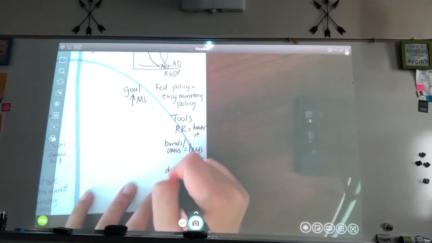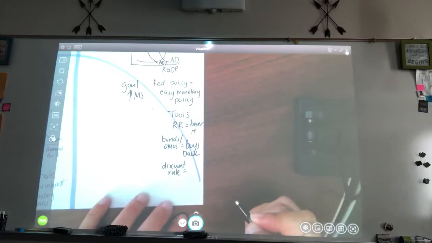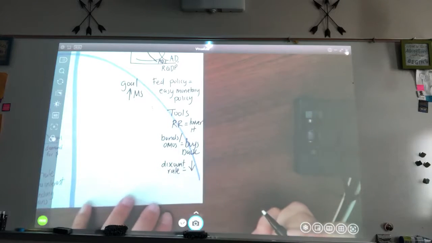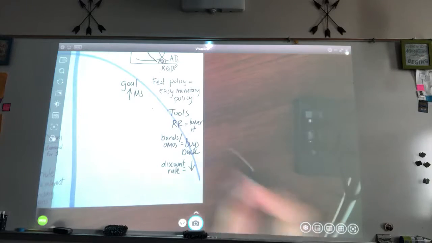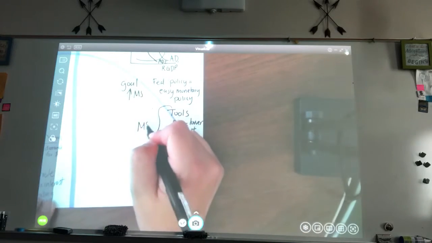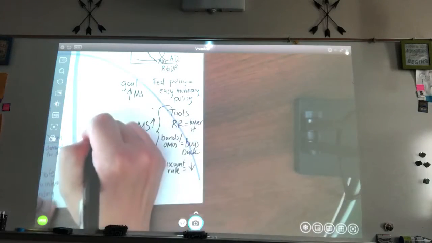The discount rate is the rate of interest that banks charge each other. What's going to happen to this? It's going to lower it. I just put an arrow because I didn't have enough space, sorry. So overall, all of these tools, what is this going to do with my money supply? Increase it.